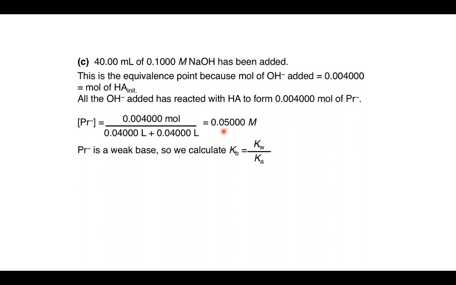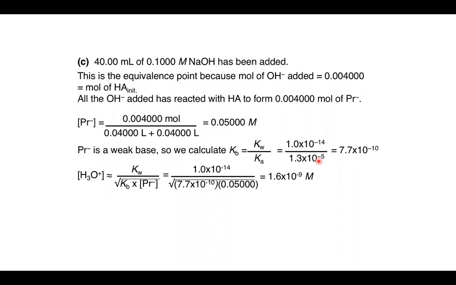So propanoate is a weak base, so we need to calculate the Kb, where Kb is equal to Kw, which we already know is a constant, over Ka for propanoic acid, which is 1.3 times 10 to the minus 5. So that gives us a Kb value of 7.7 times 10 to the minus 10. Then we can find out the hydronium ion concentration like so, which we find out is 1.6 times 10 to the minus 9 moles per liter. So the pH then, by filling in that value, gives us a pH of 8.8.